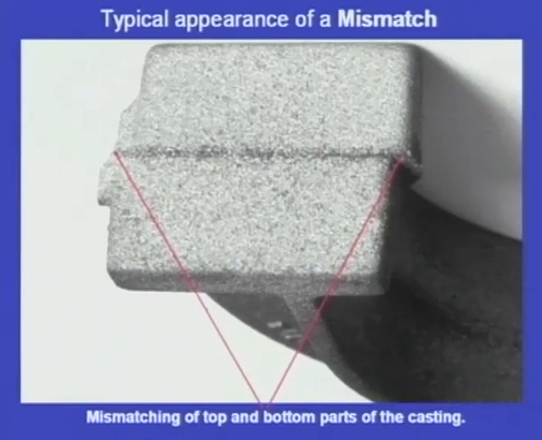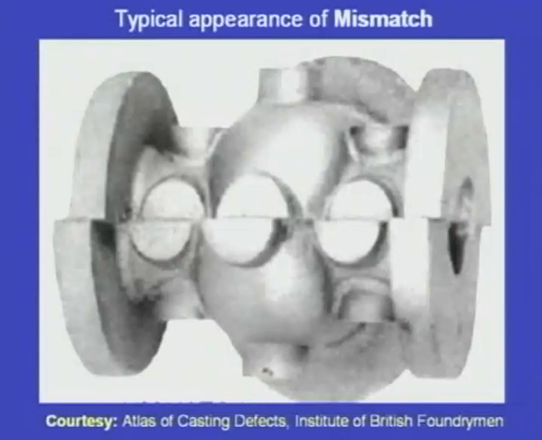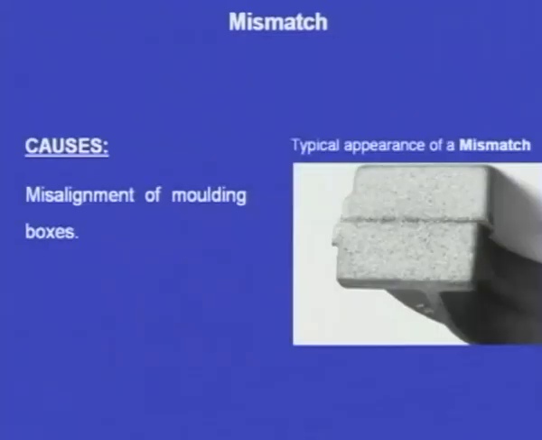What are the causes for this defect? And before that, we can see another casting. This is another casting where the similar problem of mismatch has occurred. Causes: this is caused because of the misalignment of the molding box. The drag box and cope box are to be aligned properly and perfectly, and if there is any misalignment between the cope and drag, this problem will arise.